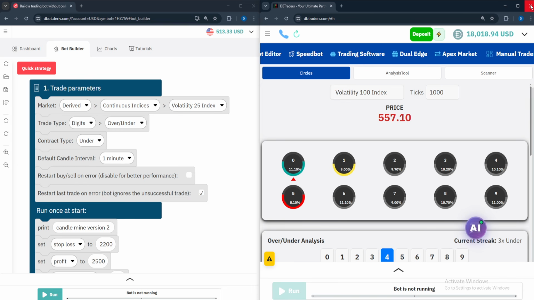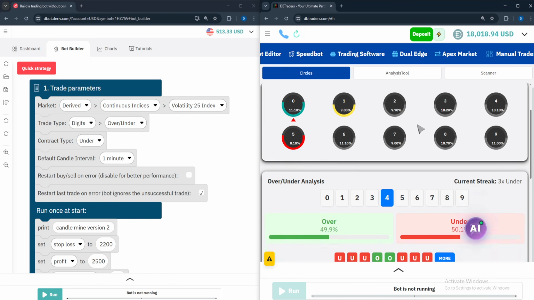So sometimes you're doing it manually, sometimes you're doing it with a bot, okay? So don't forget about that. Now, that is basically everything about manual. Now, what about for those who want to use the digit analysis tool and have bots? This is what you do.